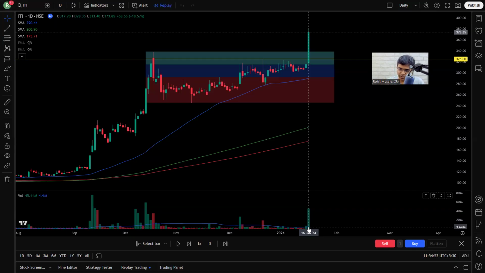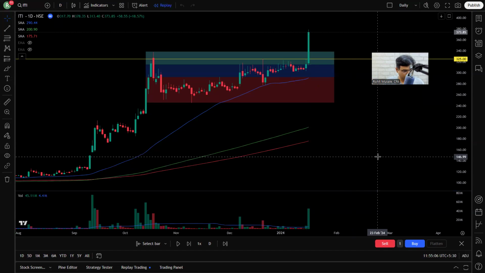See, a true breakout will not give you a chance to buy the stock. You have to buy it quickly. Okay, that's a true breakout. If a stock is giving you too much time to buy, that means it is not a true breakout. Okay, next example.